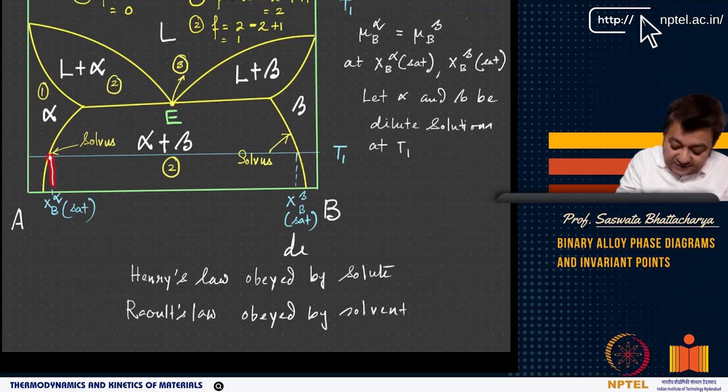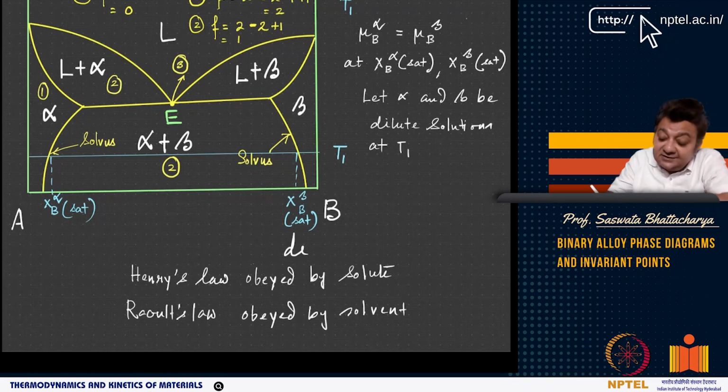And if you look at the tie line here that we have drawn, this is the alpha composition, and this is your beta composition, and this alpha composition and this beta composition coexist, right? Alpha and beta coexist.